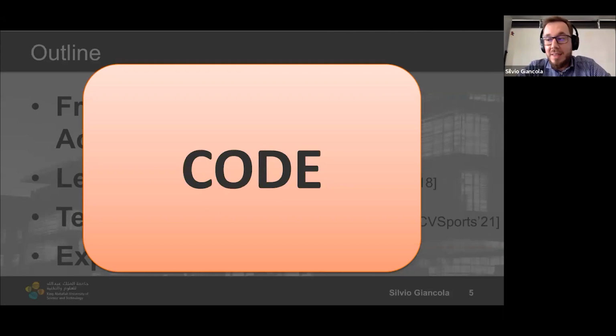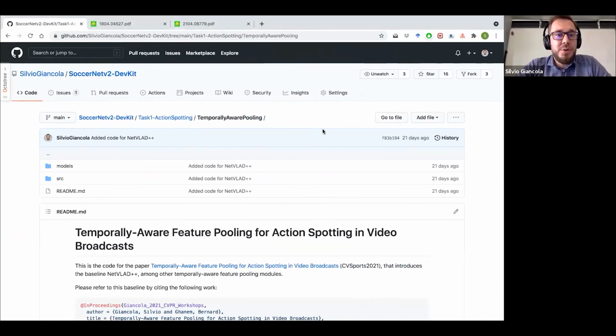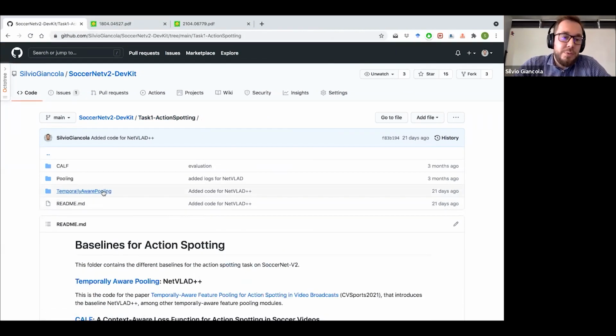But before doing anything, I wanted to have an introduction of the code of that last paper that is already available on GitHub. I wanted to do so because the training of the last networks takes exactly 50 minutes. So it would give us the time to go through all the material to collect the results later on. The code is already available in our SoccerNet-v2 DevKit, under the folder Task 1 Action Spotting, and in a subfolder called Temporally-aware pooling.